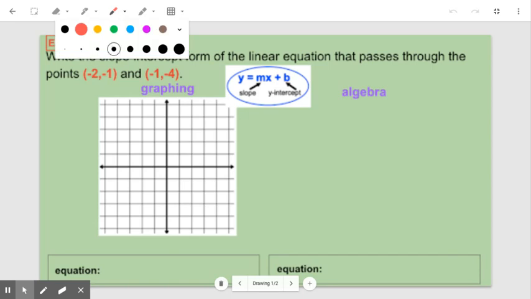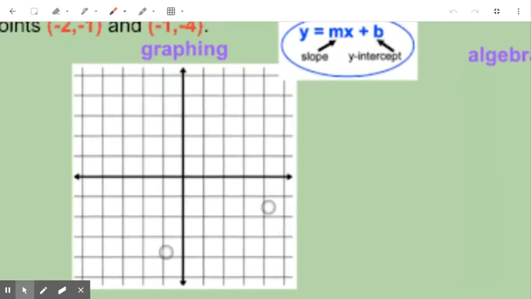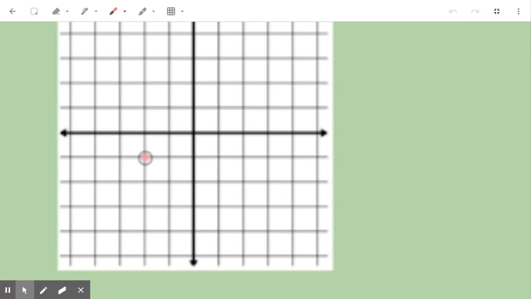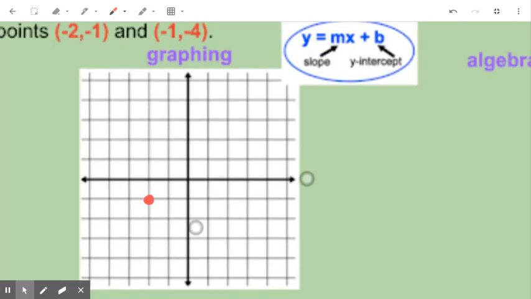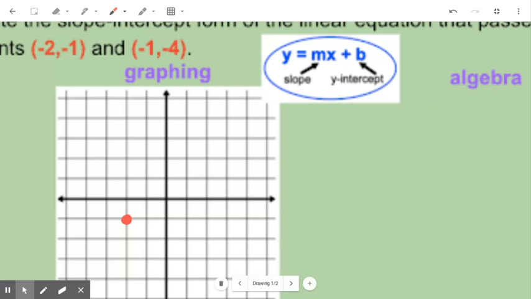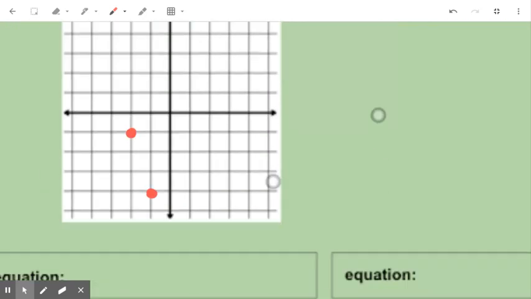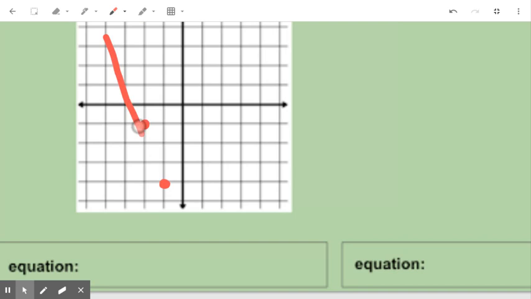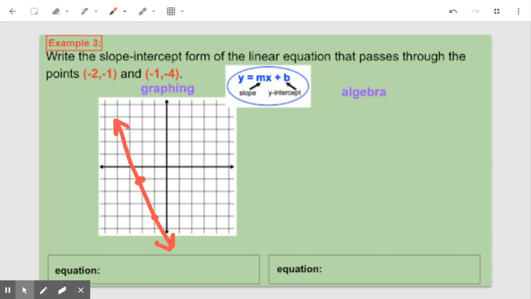Starting with the graphing, I'm going to plot the points (-2, -1) and the point (-1, -4). And I've got this line right here. Oh, it didn't hit very well. That's okay. So we know it hits here and we know it hits here. So what I'm going to do is I need to use this graph to get my slope and my y-intercept.